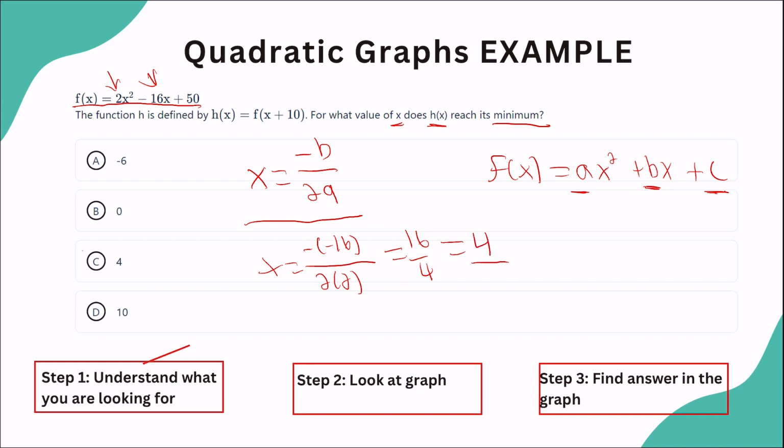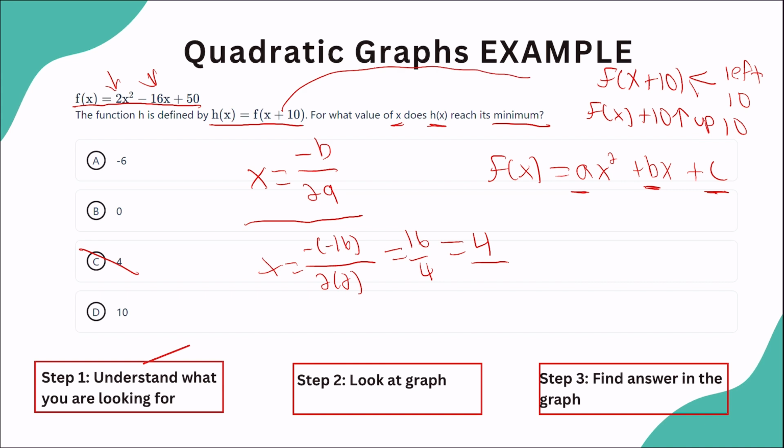Now don't be tricked here and think that C, our answer 4, is correct, because we just found what x value reaches its minimum for our normal graph, f of x, but not h of x, which is what it's actually asking about. So to understand this, we need to review our translations quickly. If we have f of x plus 10 inside the parentheses, this shifts us left 10. If it had been minus 10, it would have shifted us right 10. If we have f of x plus 10 outside the parentheses, this shifts us up 10, and if it had been f of x minus 10, it would have shifted us down 10. So for this one, we saw that it shifts us left 10.